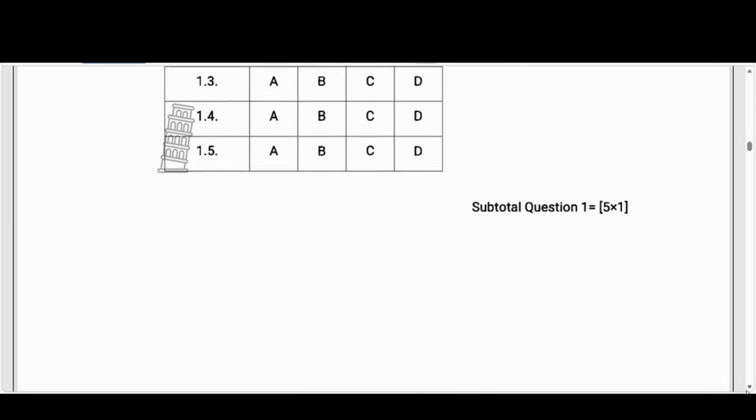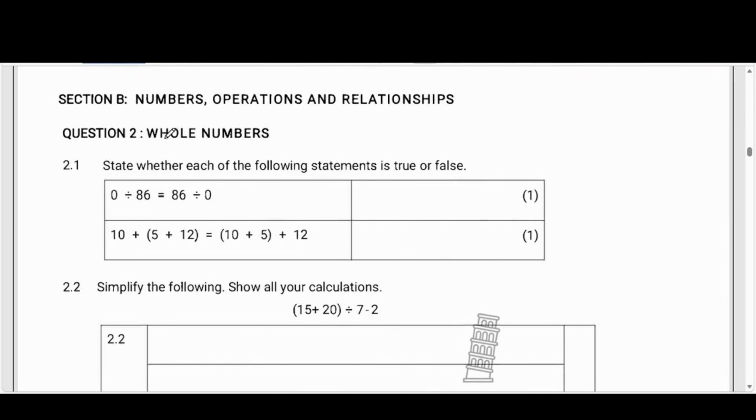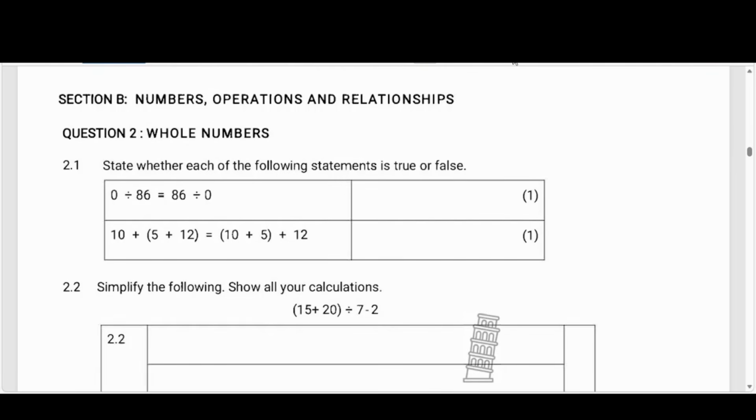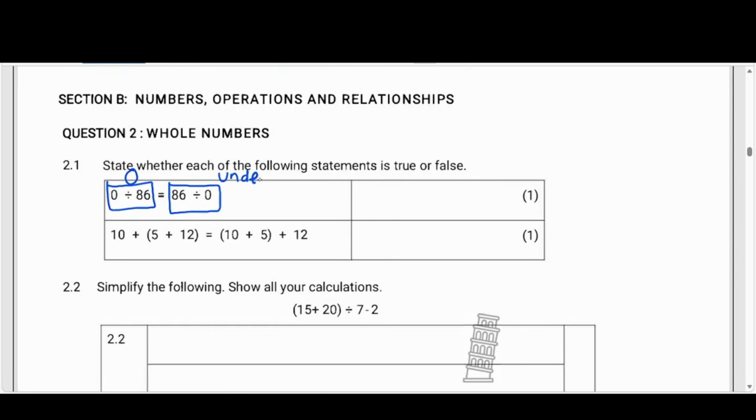Okay, that's all multiple choice. Now we are getting into the slightly longer questions. 2.1. State whether each of the following statements is true or false. So 0 divided by 86 is just 0. 86 divided by 0, we can never divide something by 0. That always gives us undefined. It gives us an error. So we can't say that these are equal, because this side is not equal to 0. So that statement is false. One side is 0, the other side is an error.